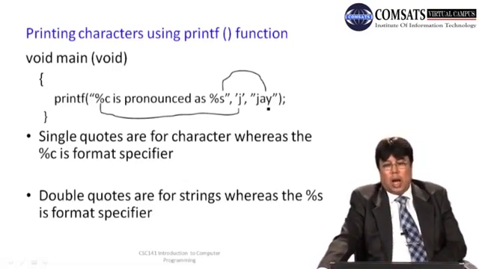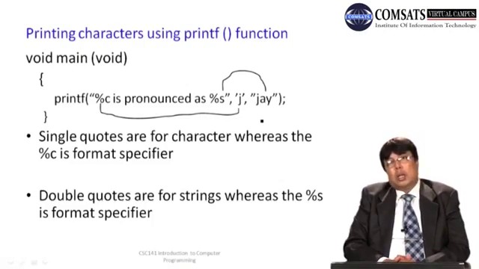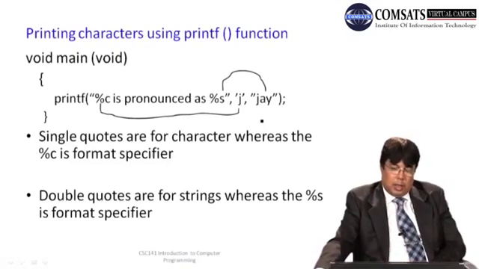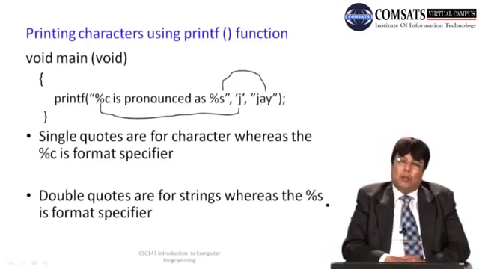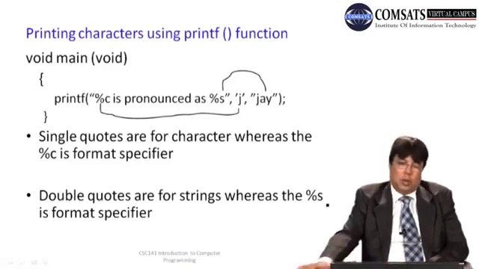Remember, single quotes are for the character, as I just told you in the previous example, and double quotes we use for the string. Single quotes are for the character, whereas %c is the format specifier of character. Double quote is for the string, associated with %s. %s is the format specifier for string, and the string is enclosed in double quotes. Okay.